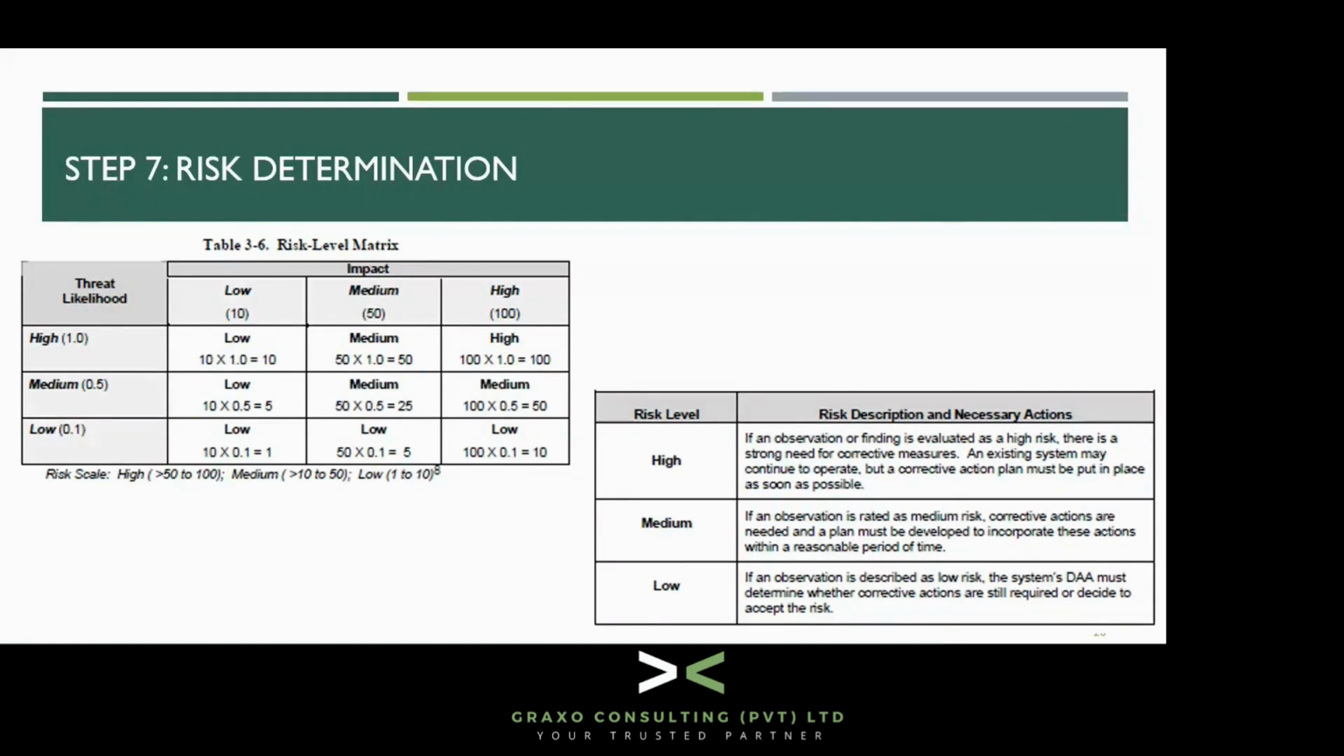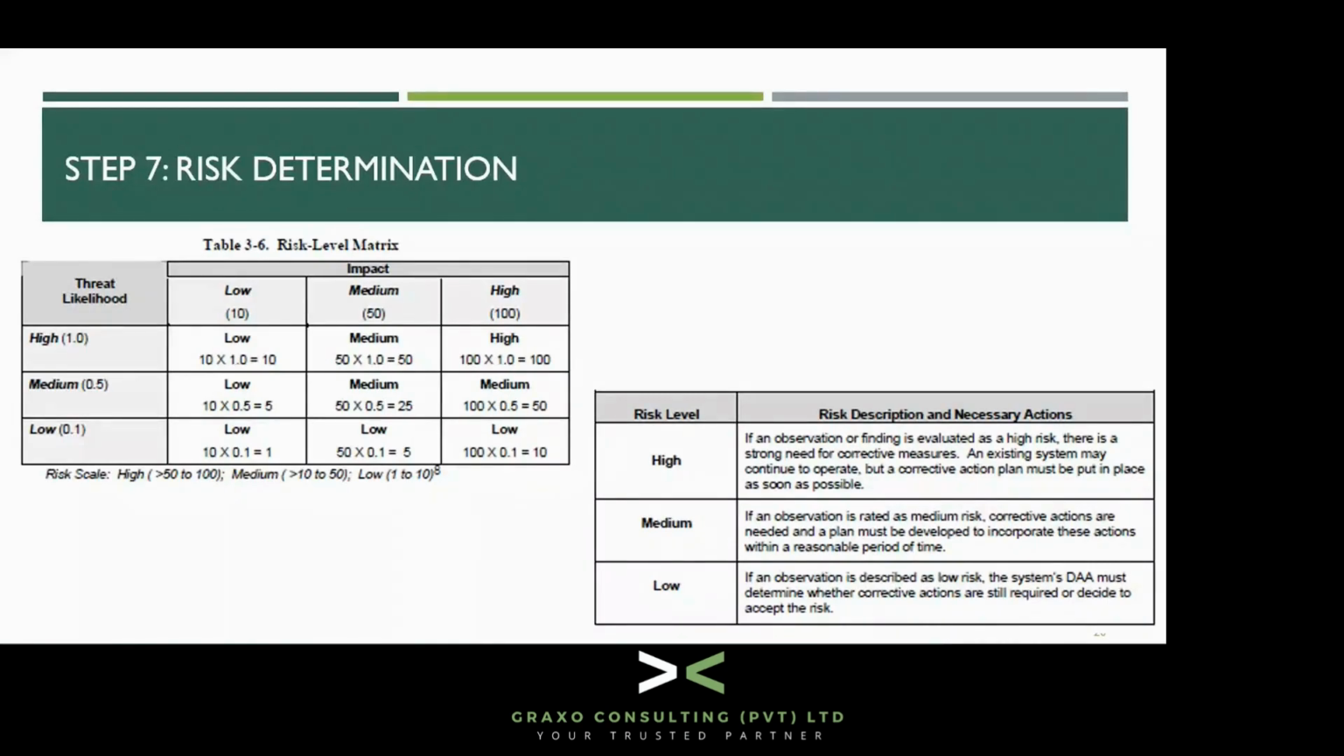Now let's look at the table in the left corner. Here we see the threat likelihood and the impact on the X and Y columns of the matrix. When we look at the likelihood, we have discussed this earlier that it is defined as high, medium, and low. And similarly, impact is also defined as high, medium, and low. When we define the likelihood, we have assigned quantitative values to the high, medium, and low values. And similarly, for the impact levels, high, medium, and low, we have also assigned quantitative values.